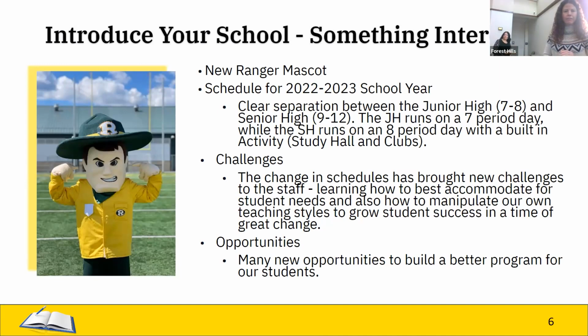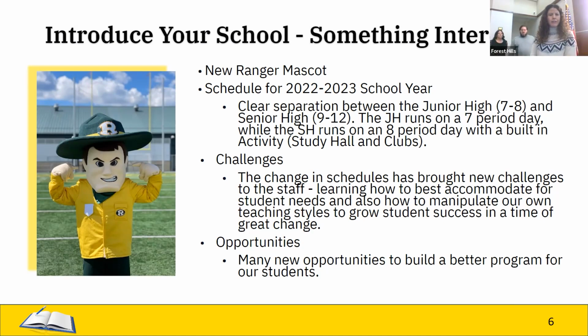We also had a new schedule change for the junior high and high school. We are in one building, 7 through 12. For 5 years, we went on one schedule. This year, we separated into 2 different schedules. The junior high runs on a 7-period day, while the senior high runs on an 8-period day with a built-in study hall activity period. This involves club meetings and different activities that the students would need to meet for. 7th and 8th grade at this point has 1 activity period a week that allows study hall and club meetings to happen during that time.